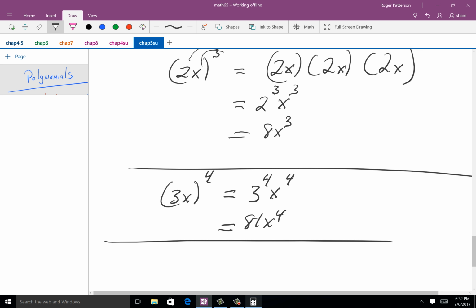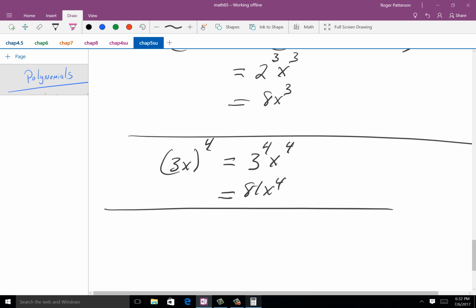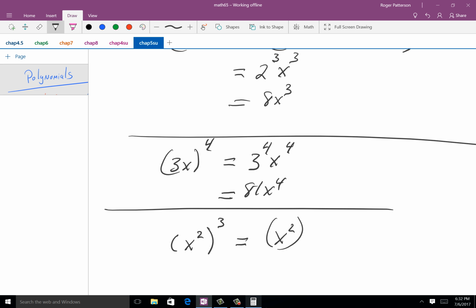So that one's done. Okay. Let's do one more. X to the 2nd to the 3rd. This is a pretty good example conceptually of property number 2 there. So this means I would have x to the 2nd, x to the 2nd, x to the 2nd, 3 times, which means I'm going to have 2, 4, 6 x's. Okay.